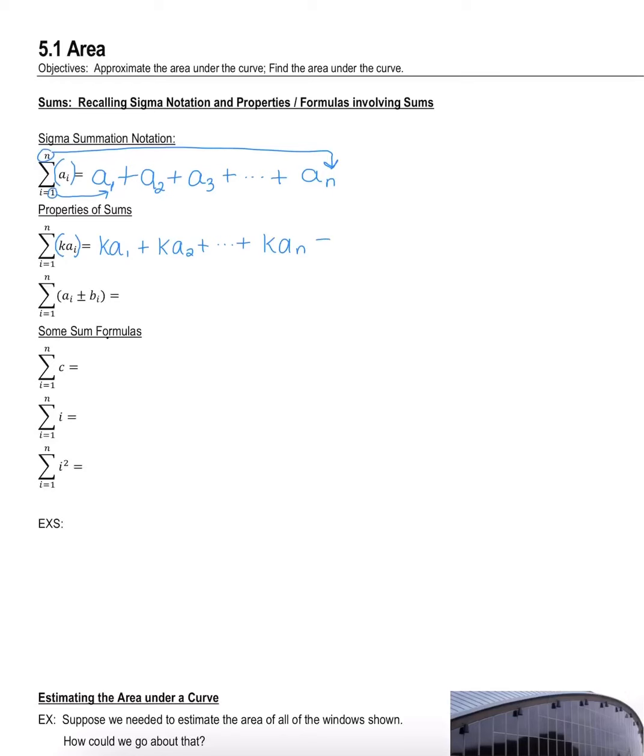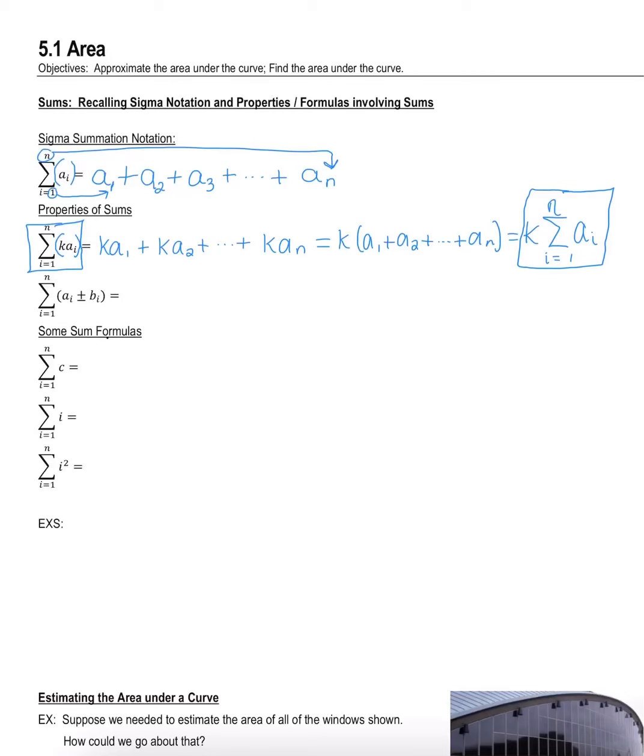Well, if k is a constant, that means we can factor out this constant. So we can factor out this k from all of the terms. And then what we're really left with here is this constant multiple, and that sum is simply the sum as i goes from 1 to n of a sub i. So what we have here says that if you have the sum and there's a constant multiple, you can factor that constant multiple out in front of that sum.